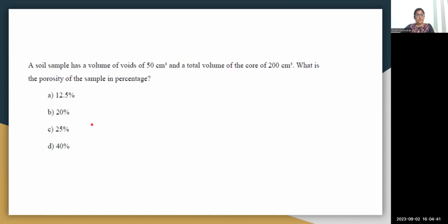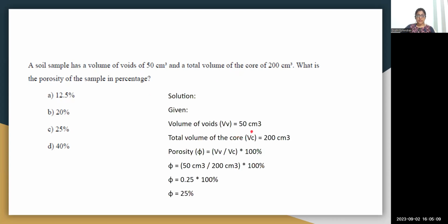Another problem: a soil sample has a volume of voids of 50 cubic centimeters and a total volume of the core of 200 cubic centimeters. What will be the porosity of the sample? Porosity is the ratio of the volume of voids to the total volume. Direct substitution, 50 divided by 200, gives 0.25, and it has to be expressed as a percentage. Multiplying by 100, we get 25%, which is option C.